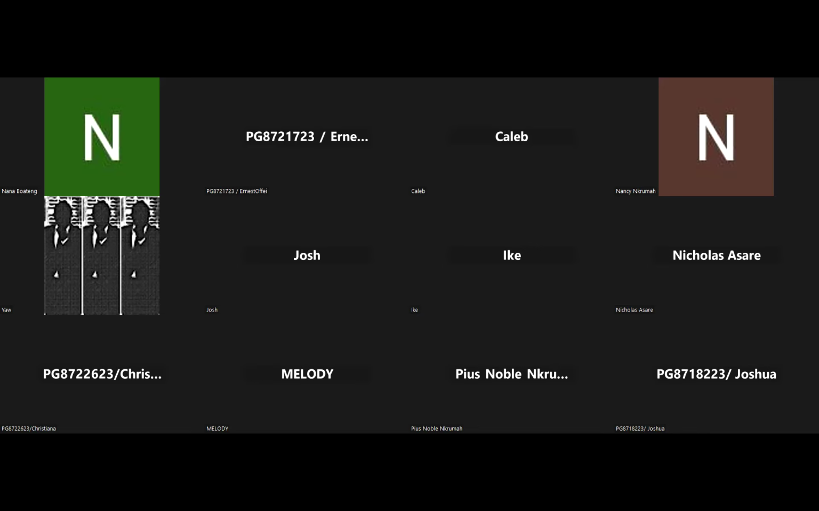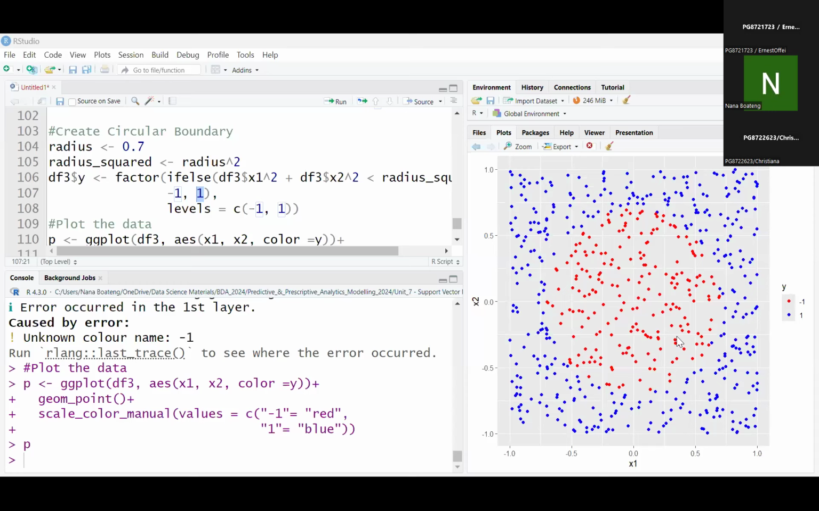So you can see that this is not a linearly separable case. Okay, so this is a radially separable case that we are having. Okay, you can see from the data. Okay, it's round. So in that case, how do you do the prediction? Okay, so that's what we have here.